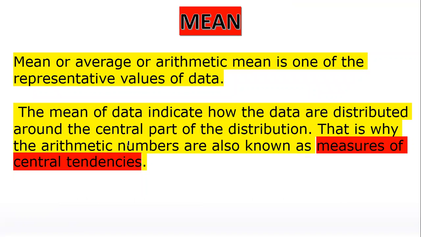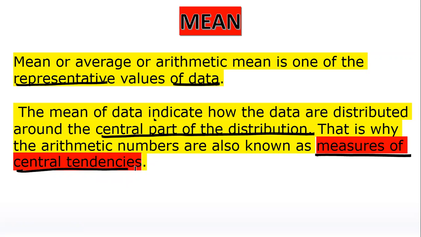Now, what is the definition of mean? Mean is also known as average or arithmetic mean. It is one of the representative values of the data. The mean of data indicates how the data are distributed around the central part of the distribution. That is why the arithmetic mean is also known as a measure of central tendency.